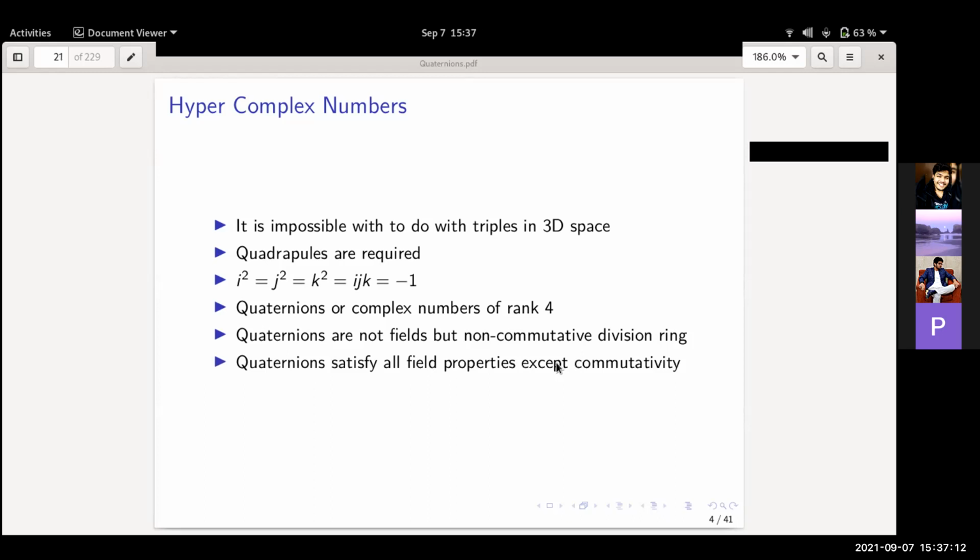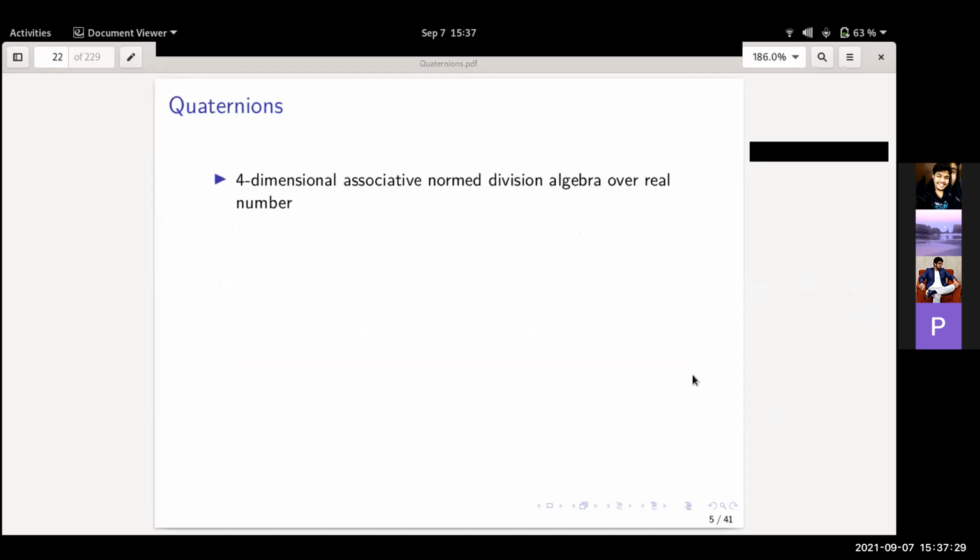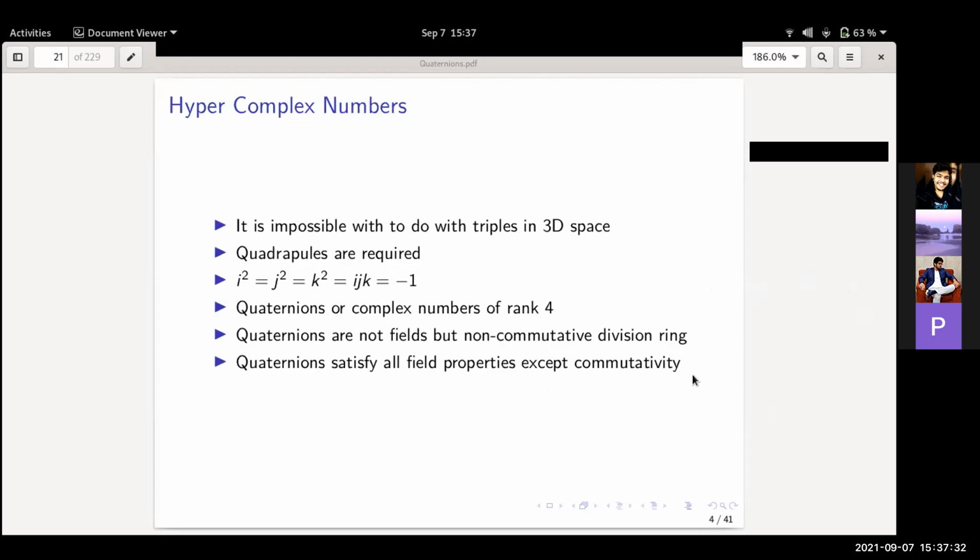Basically, it satisfies every property of the field. Field basically means what I explained for real numbers and complex numbers, where you have the plus operation and the multiplication operation and the interactions between them. They have everything except commutativity. But this is okay for us. We will see as we go along. So any questions until now?